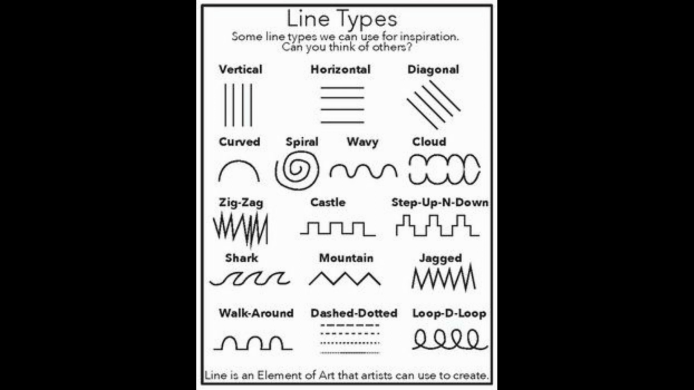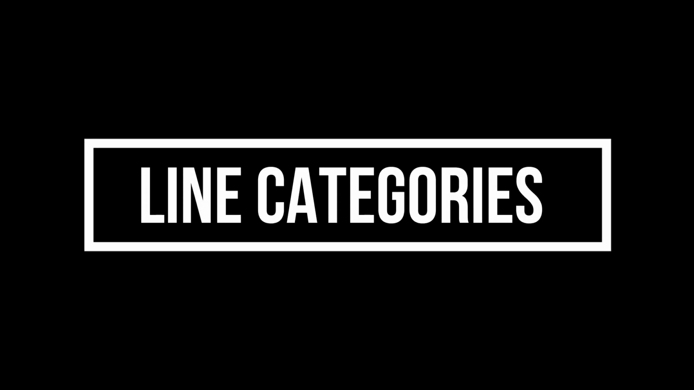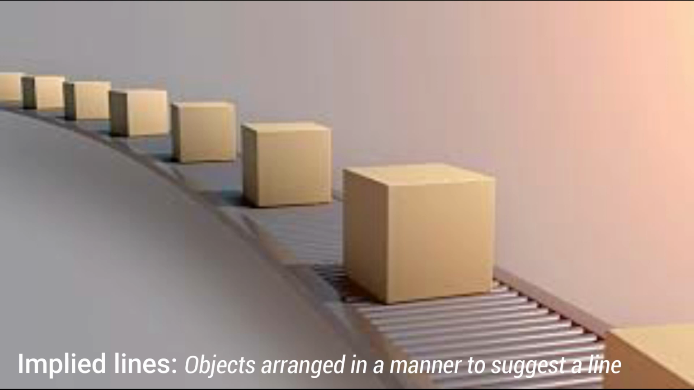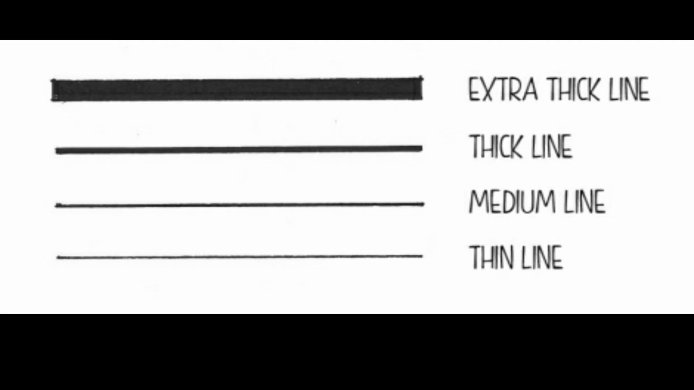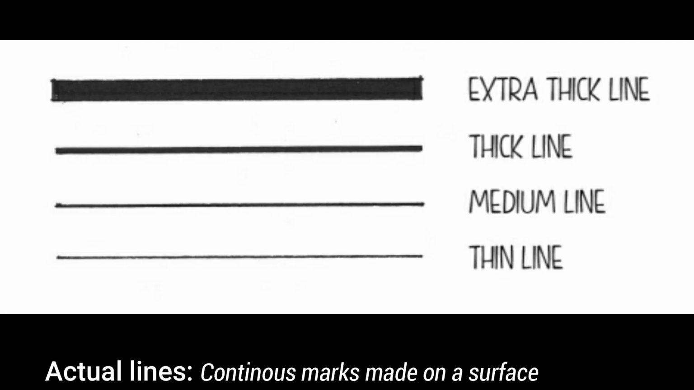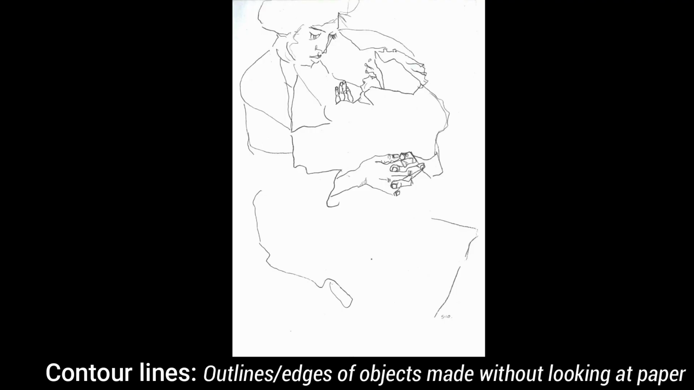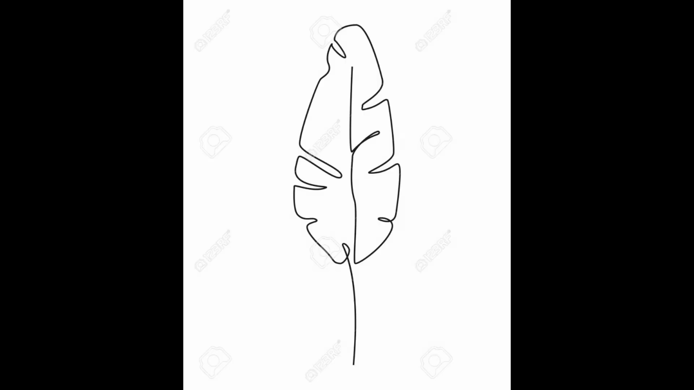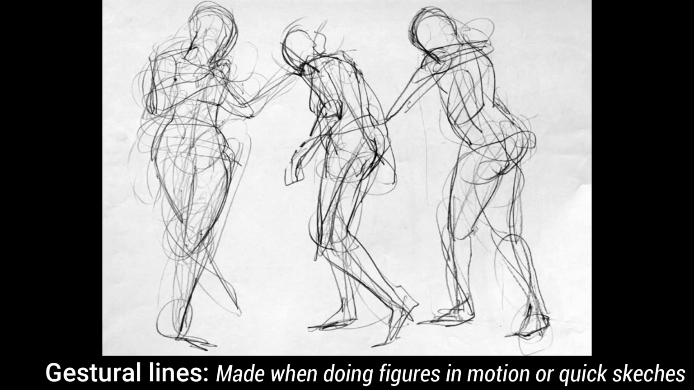There are several types of lines: diagonal, wavy, zigzag, and many more. Lines are further characterized into four: implied lines, which are lines made when a series of objects are arranged in a manner to suggest a line. Actual lines are continuous marks that are made on a surface. Contour lines are lines that define an edge or outline of a form, usually made without looking at the page or lifting the pen once you begin. Gestural lines are made when creating quick sketches or figures in motion.